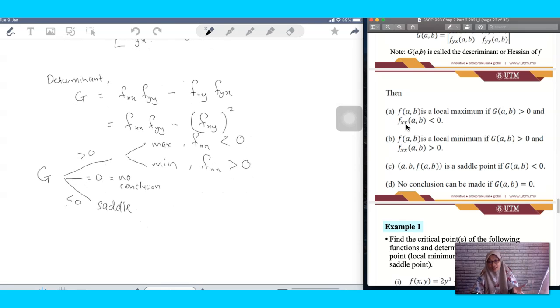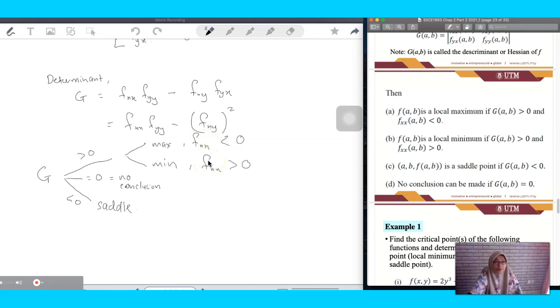After you implement the second derivative calculation, you obtain G and you have to investigate the value. If your answer is positive, you have another condition to tell you whether the point that you have is a max or min. How can you know that? You have to refer to your second order derivative with respect to x.